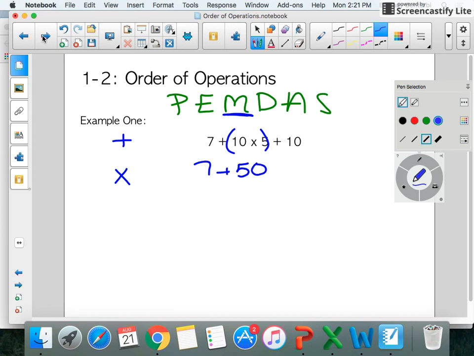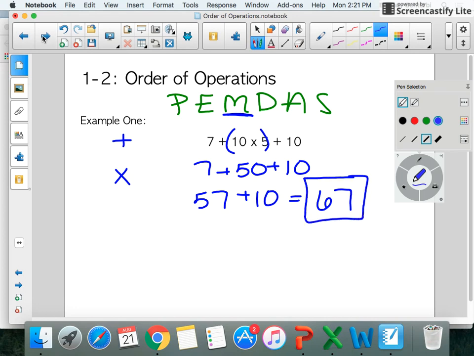And then I'm just going to bring everything else down. And then the rest is to add. Well, when we add, we're just going to add left to right. So 50 plus 7 is 57, plus 10, and that gives us 67 as our final answer.